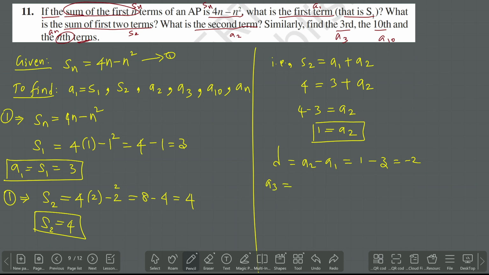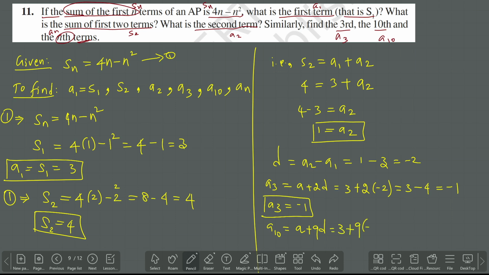So A3 is A plus 2 times D. A value 3 plus 2 times D value minus 2. Then 2 twos are 4, so 3 minus 4 equal to minus 1. A3 I am getting minus 1. Next, what do I want to find? A10, right? A10 means A plus 9D: A value 3 plus 9 into D value minus 2, which is equal to 3, 9 twos are minus 18, which is equal to minus 15. A10 equal to minus 15. A10 is over.